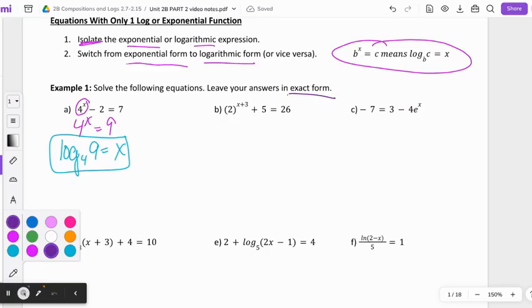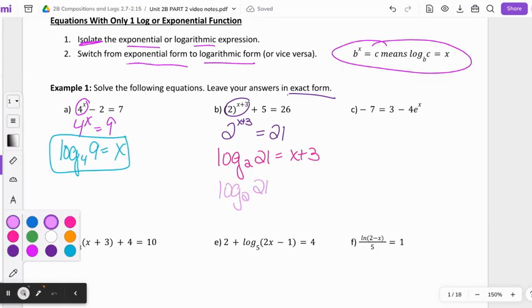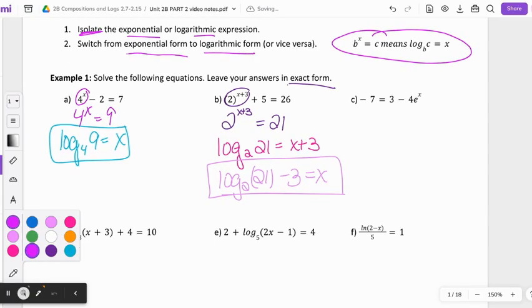All right, moving on to b here. Again, here's where the variable is. We're going to isolate that exponential expression, so subtract the 5 over. Now, again, we're at a point where we have an exponential. Convert it to a log. So log base 2 of 21 equals x plus 3. Still got to get x by itself. So log base 2 of 21 minus 3 will be equal to x. Again, that's going to be our exact form. I can't simplify that at all, so we will leave it there.